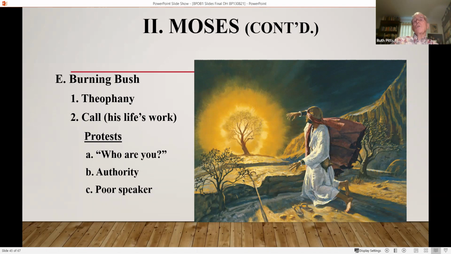And he protests, who are you? And so God will give him his answer. And what authority, if I go back and try to bring these people out of Goshen, by what authority will I do that? And besides that, I'm a poor speaker. I can't do all these things you're asking me to do. So he protests his call to be a minister, as it were. All right.